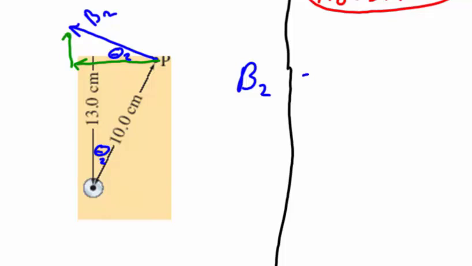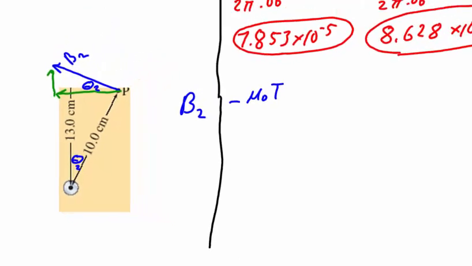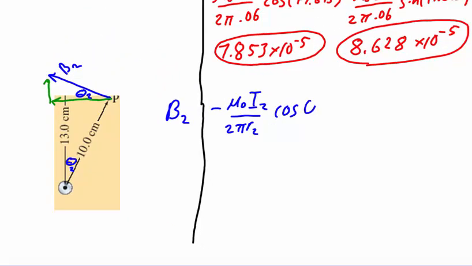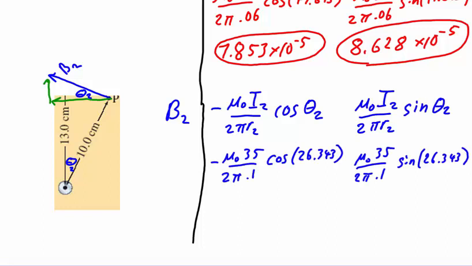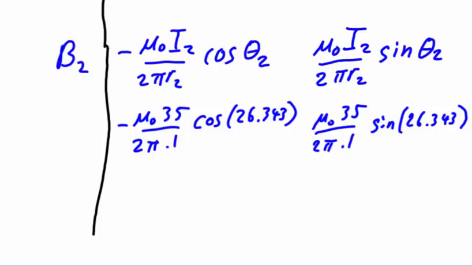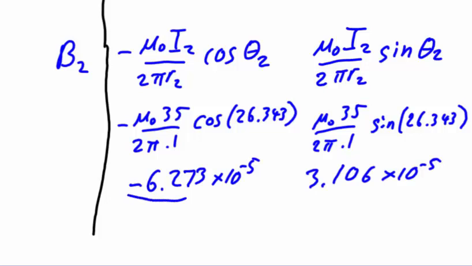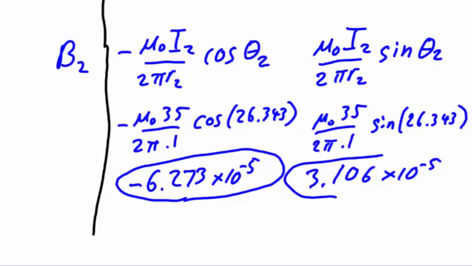B2 has an x component, its x component is negative, and that x component will be the magnitude of B2 times the cosine of the angle theta 2. B2 has a y component, its y component is positive, and its y component is the magnitude of the magnetic field times the sine of the angle theta 2. Plugging in all the numbers and remembering that the angle theta 2 was 26.343 degrees, we get two results. Negative 6.273 times 10 to the minus 5 Tesla for the x component, and positive 3.106 times 10 to the minus 5 Tesla for the y component.